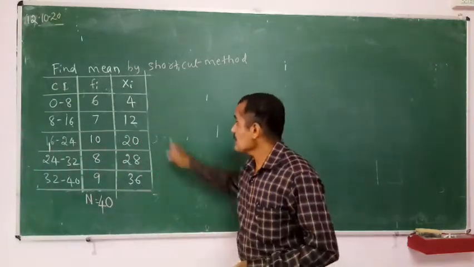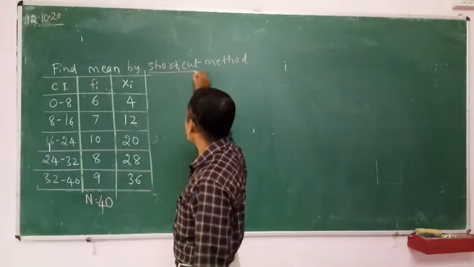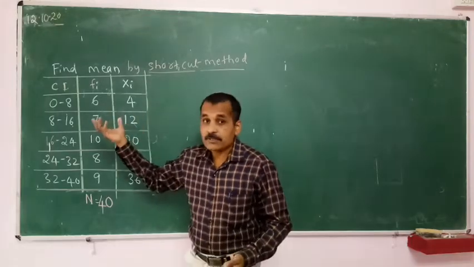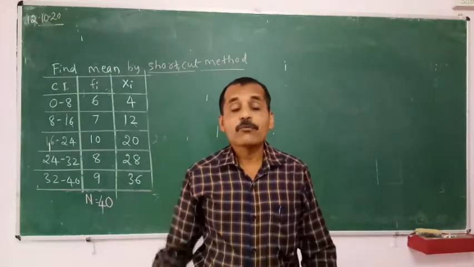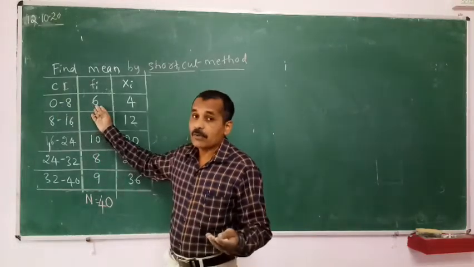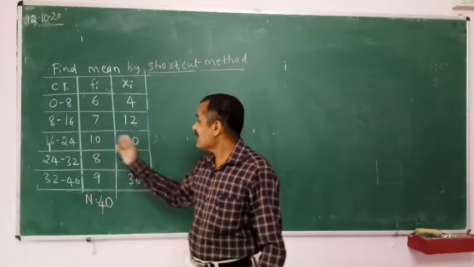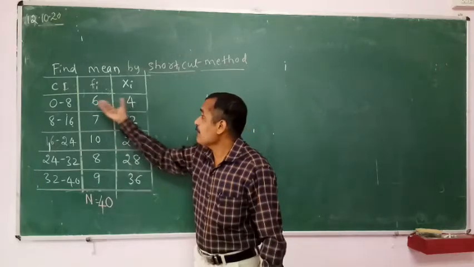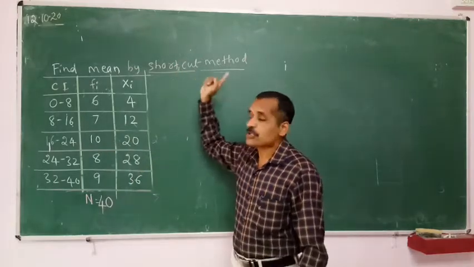Now, the last column was fi xi in the direct method. Then why do we use the shortcut method? The name itself says it is a shortcut. Sometimes the frequencies may be large numbers. For example, the class may have 400 children. Then 0 to 8 may be around 56, this may be around 42, this may be around 67. Then multiplying will be a little difficult. When the frequencies are higher numbers, the multiplication of fi into xi will take a lot of time. To avoid that, we use the shortcut method.